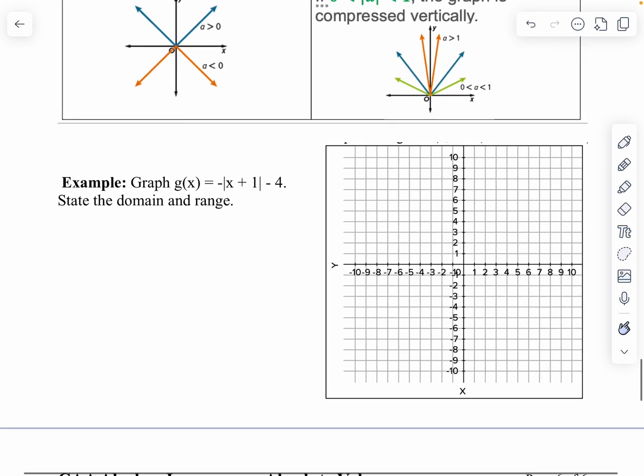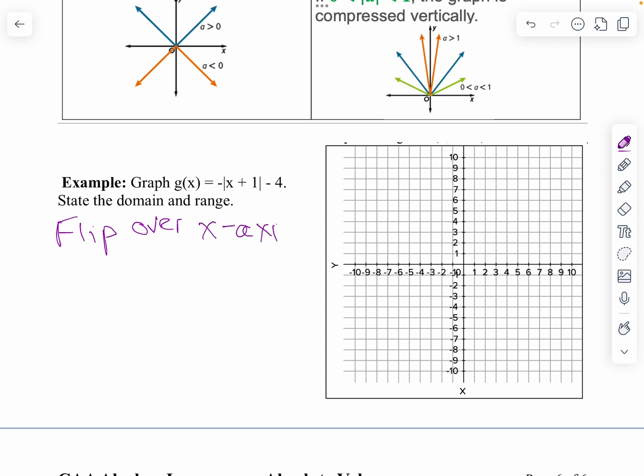Now, let's graph this image. We're going to state the domain and range. But before we graph it, let's write down what we're going to do. So that negative, we're going to flip over the x-axis. And then we're going to move it to the left 1 because it's plus 1, so we go to the left 1.